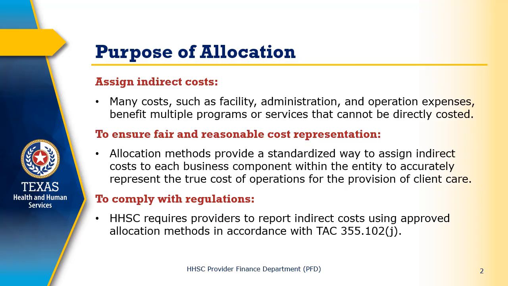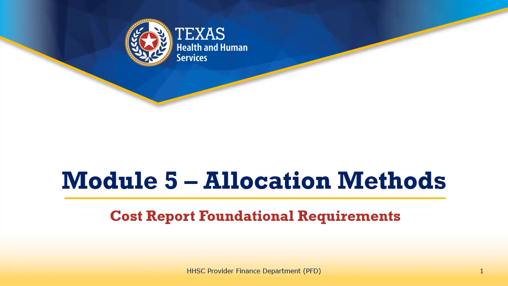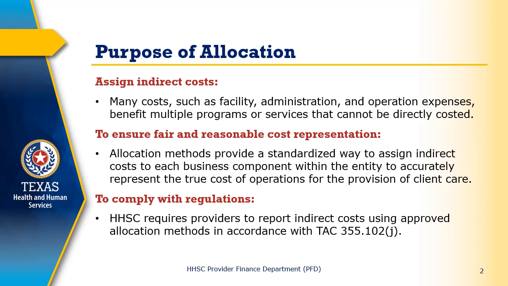Welcome to Module 5 of the Cost Report Foundational Requirements, where we will examine approved allocation methods used in cost reporting and determine when allocation is appropriate. The purpose of allocation is to assign indirect costs. Many costs, such as facility, administration, and operation expenses, benefit multiple programs or services that cannot be directly costed.